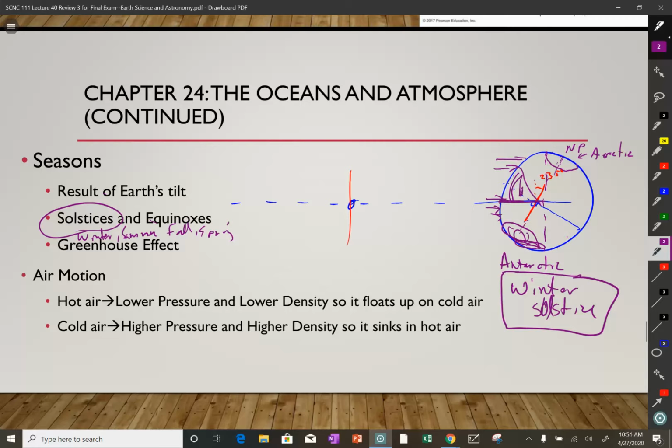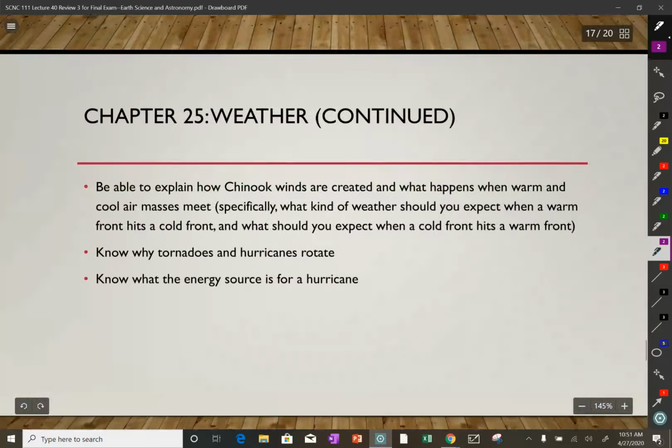And now I have a little bit on this about air motion, which leads us into weather. So hot air, if you heat the air, it expands, so it has a lower density. And that lower density makes it so it floats up. And it tends to have a lower pressure. If you cool the air, it condenses, it becomes higher density, and it sinks. Very important for understanding our weather.